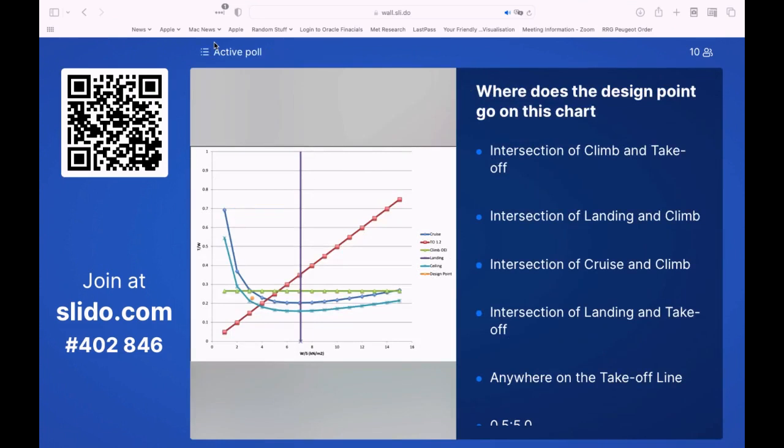Where does the design point go on this chart? To answer this question, you need to tell me which constraints are active. By the way, this design point is wrong, it's just a random number. But where would you actually want to put it? So which constraints are active, and why down to the right?